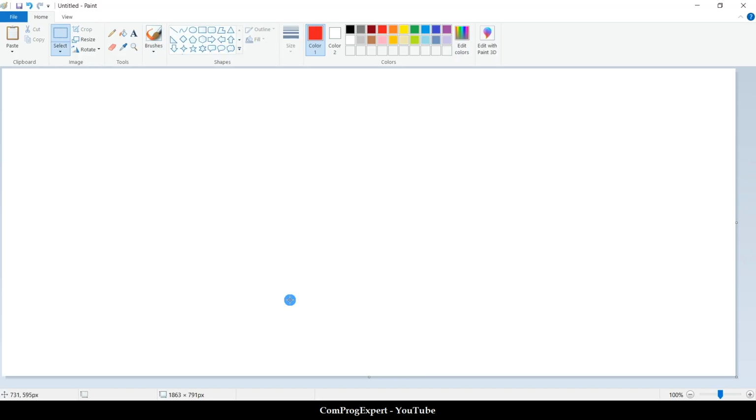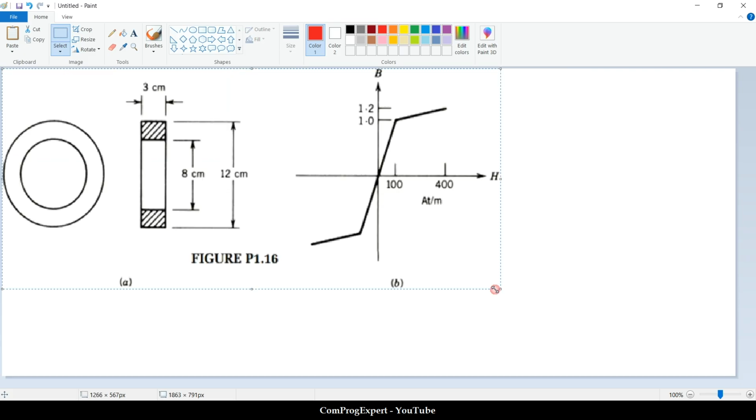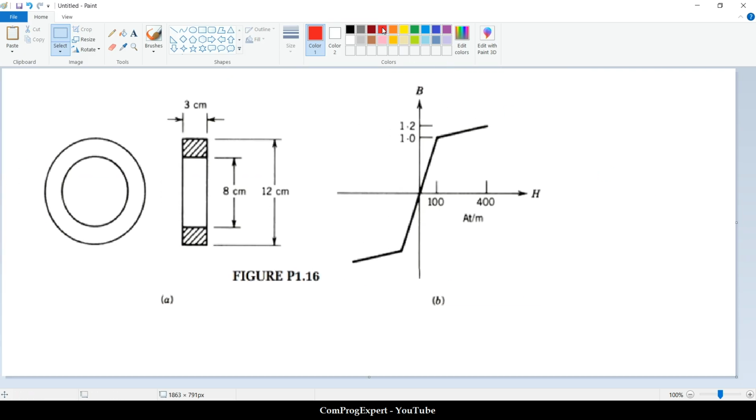So let's copy this figure. Here is the problem. For the material, when H is 100, B is 1 Tesla. When H is 400, B is 1.2. So if the level of the flux density is below 1 Tesla, the operating region is actually this line. Let's consider the red color, this line.